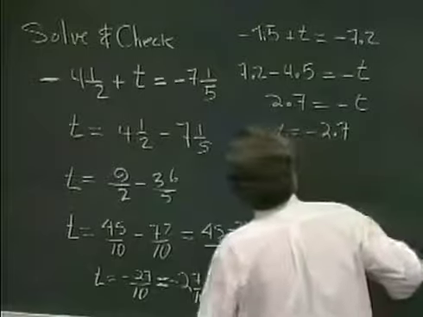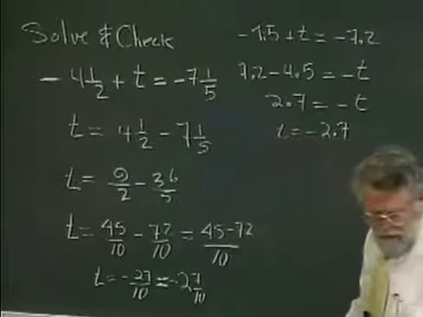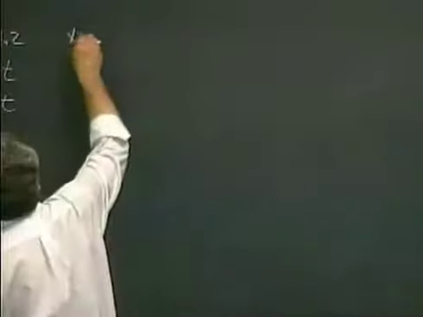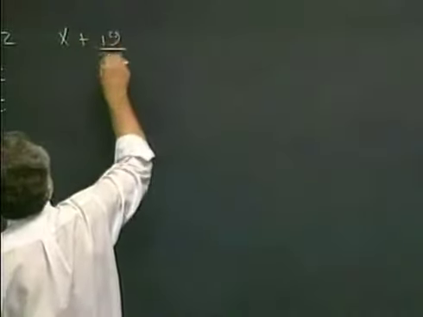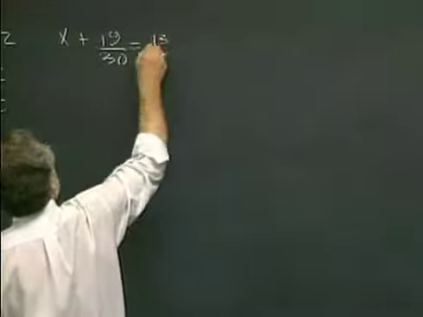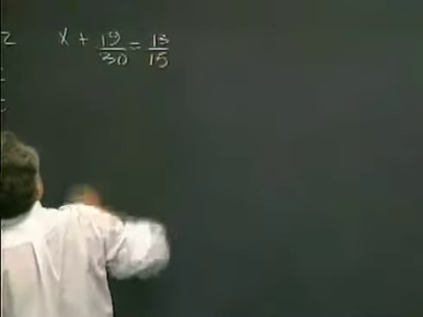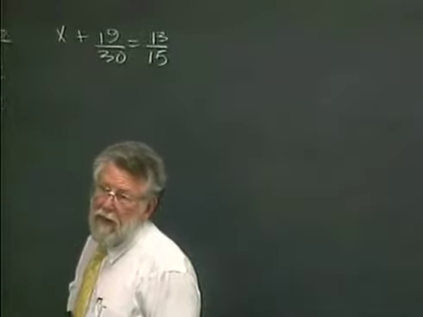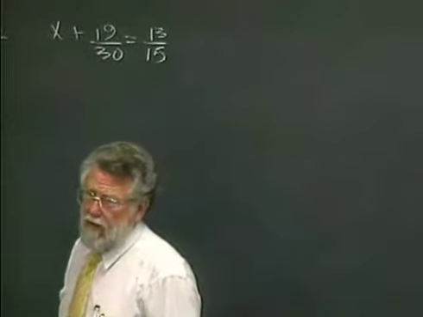Okay, so number 17 off the computer, which you're going to have to share with me. X plus 19 over 30, 13 over 15. The nice thing about this is the 13 over 15 can be made into a 30th very quickly.